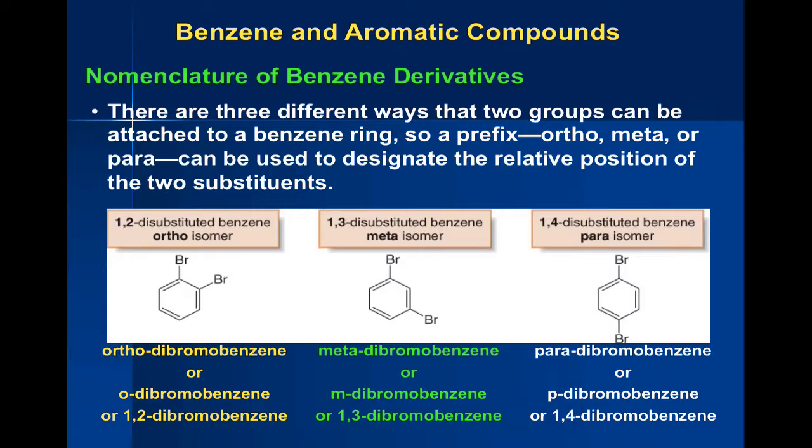Nomenclature of benzene derivatives continued. If we have more than one substituent, we have to worry about the numbers, right? Methylbenzene, it doesn't matter where you put the methyl group. It's always going to be toluene, right?